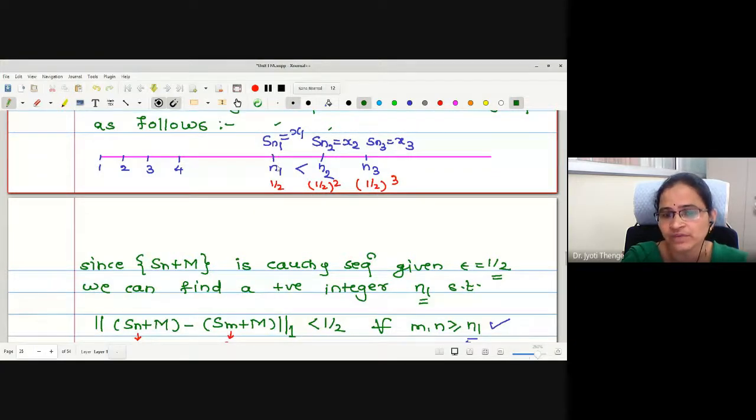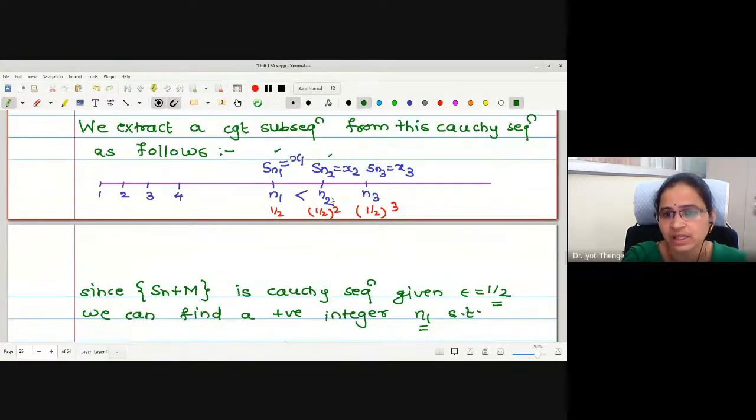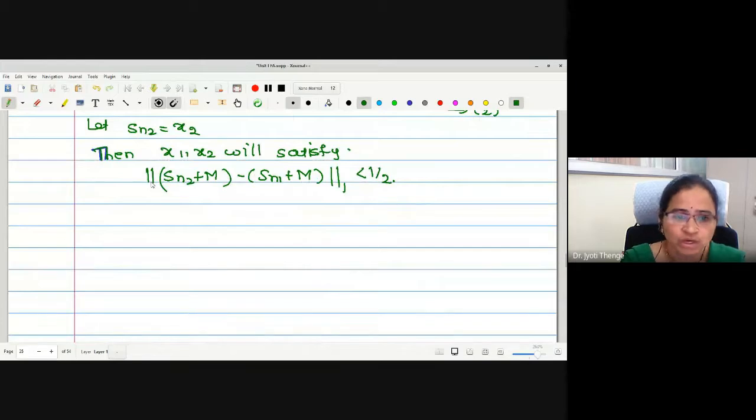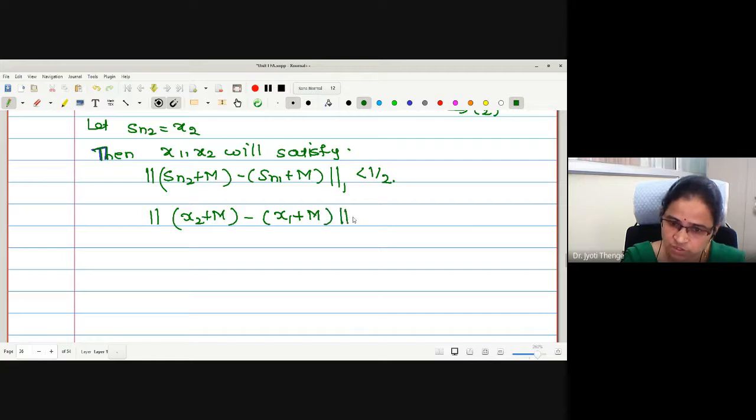For which values have I selected? One value I have kept, m is equal to n1, and then n I have taken as n2. Equation number 1 is true for these values, right? But what are Sn2 and Sn1 that we have fixed? Sn2 is x2 and here it is x1. Therefore, this is the norm of x2 plus m minus x1 plus m less than half. Let me call it statement number 3.